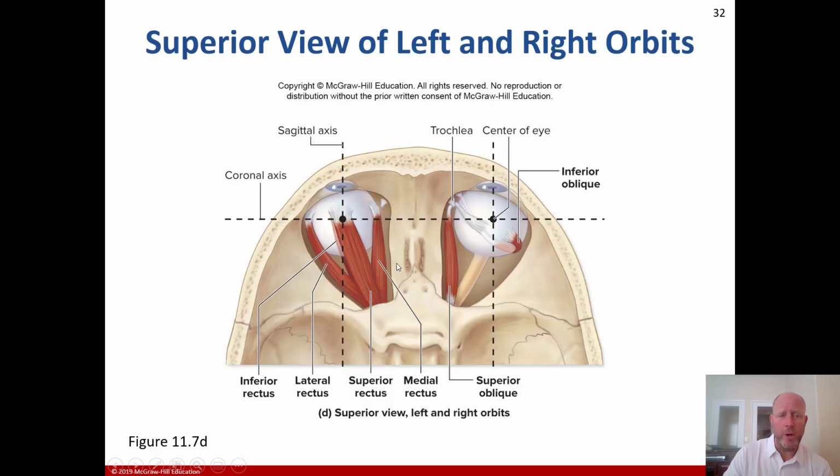And superior view of the left and right orbits, the coronal axis here and the sagittal axis here, the trochlea can be seen there, the center of the eye being right here, the inferior oblique here, our superior oblique, this being our medial rectus, superior rectus, lateral rectus, and then here we have our inferior rectus again.